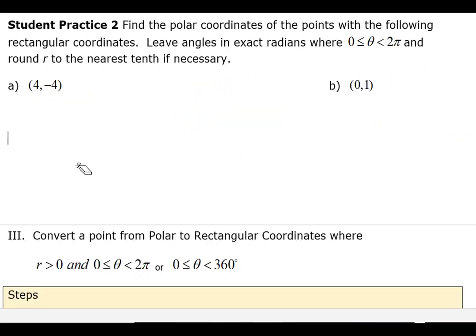So pause the video and work on student practice number 2. On this problem, we want to leave angles in exact radians, so you shouldn't need to use your calculator for that. And again, angles that we're working with on these problems are going to be between 0 and 2 pi, and we'll round r to the nearest tenth if necessary.